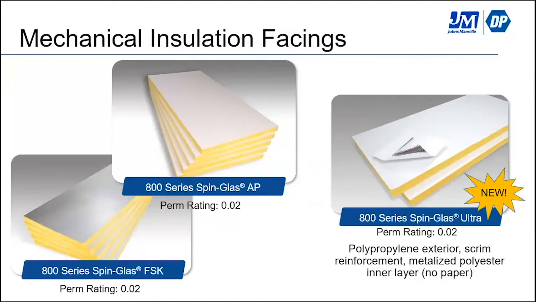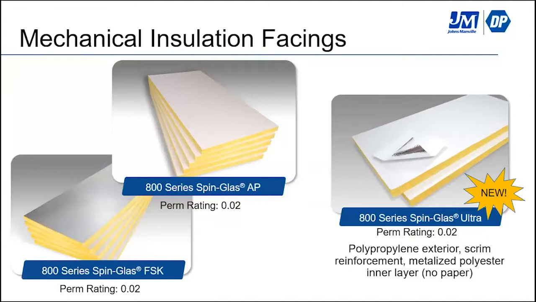Thanks, Brennan. Like the fiberglass duct wrap, fiberglass board products from Johns Manville have several facing options. Similar to the duct wrap, there is an FSK facing available with our board products. This is that foil scrim kraft composite. And the foil on the outside layer of this facing is what's providing the vapor retarder.